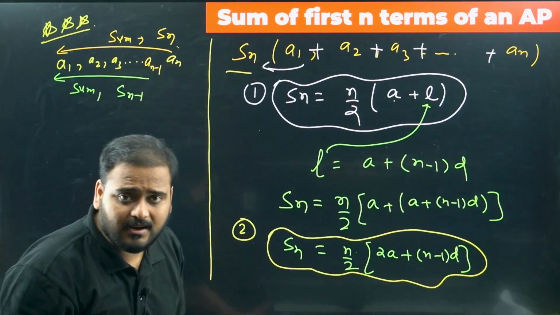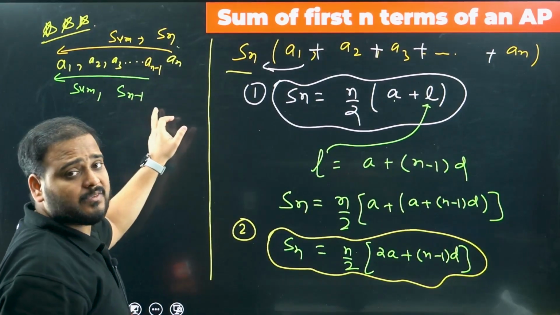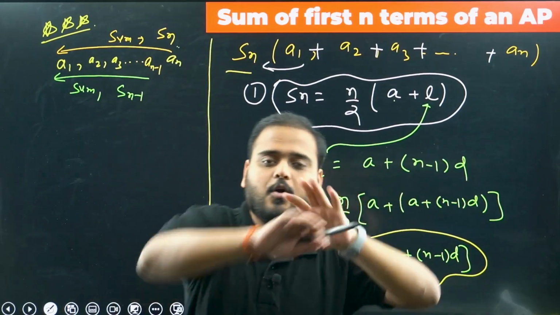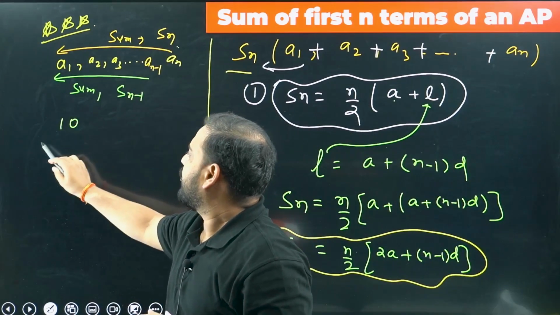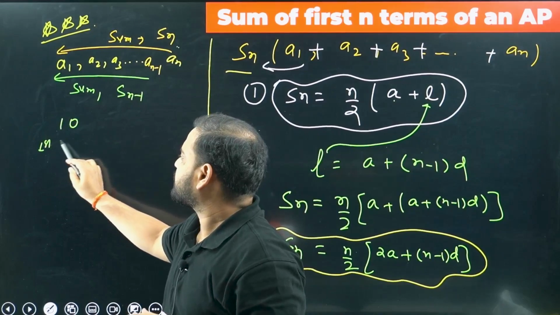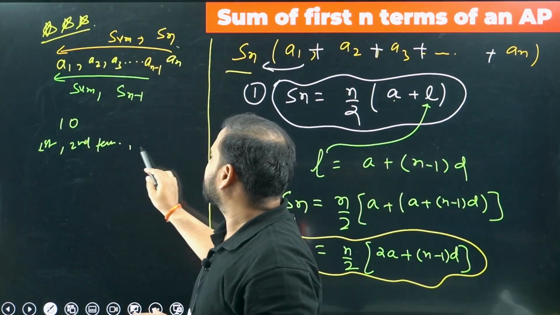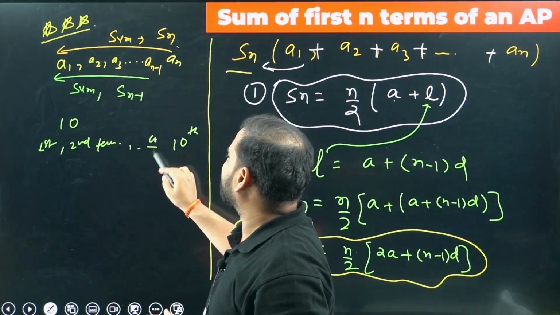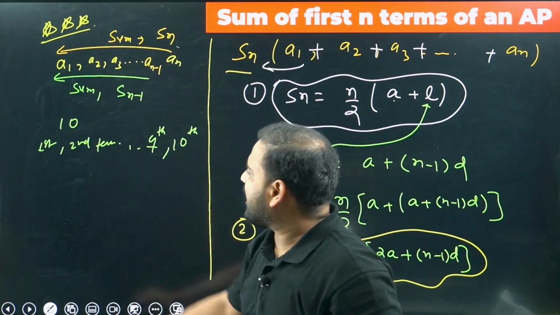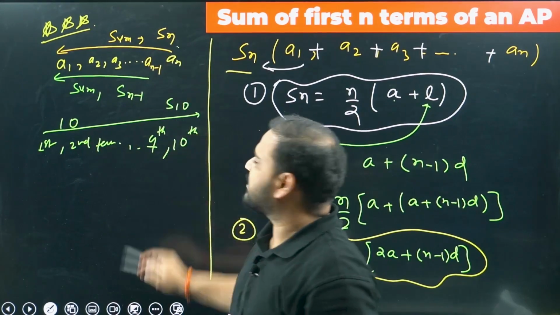S of n, right? And the sum of the terms before the last term will be what? S of n minus 1, right? Or let's say there are 10 terms. First term, second term, and so on till the 10th term. Before this we'll have the 9th term also. So if you're adding all the terms till here, what is it going to be? Sum of 10 terms? Yes or no?